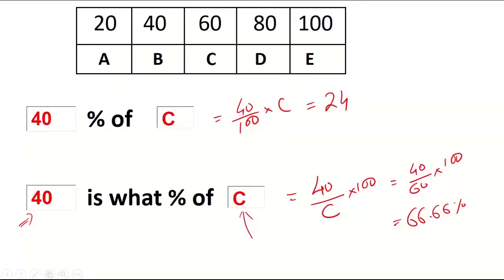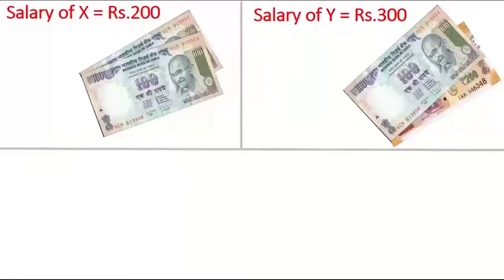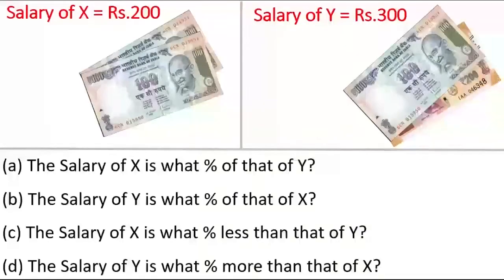Let's take one good example. Salary of X is rupees 200. Salary of Y is rupees 300. The first question says salary of X is what percent of Y. In the previous examples, we have learned A is what percent of B. Here, X is what percent of Y. So it's simply X upon Y into 100.